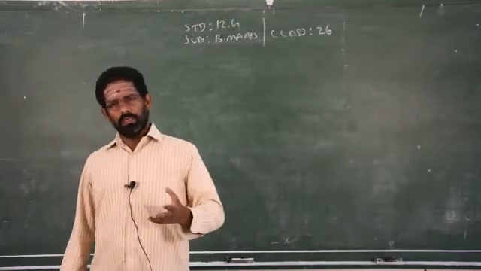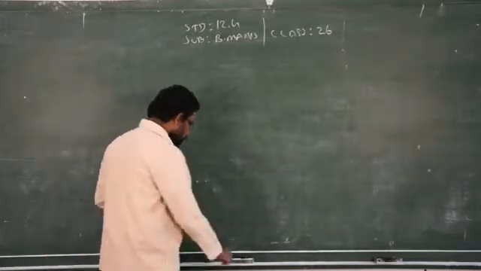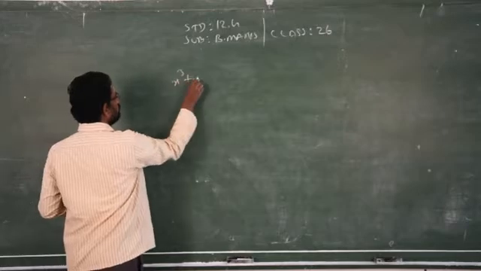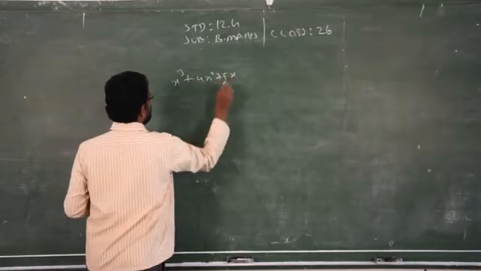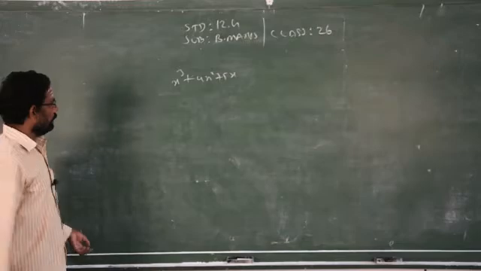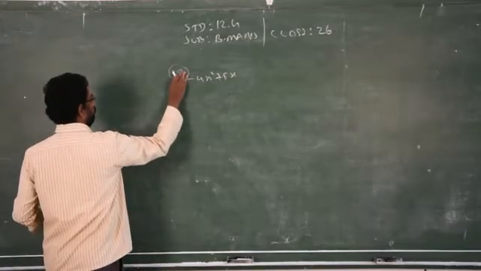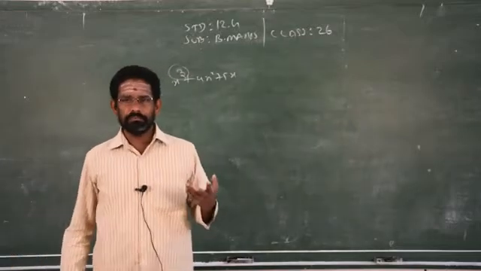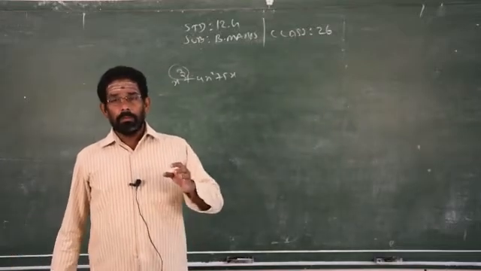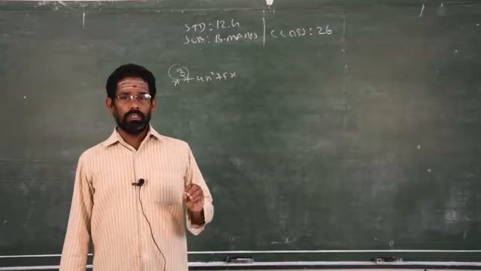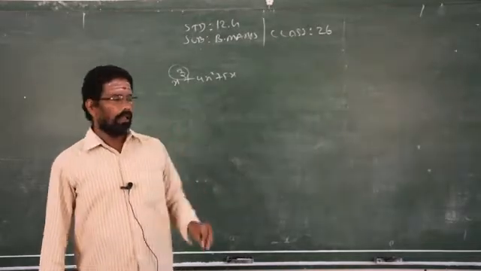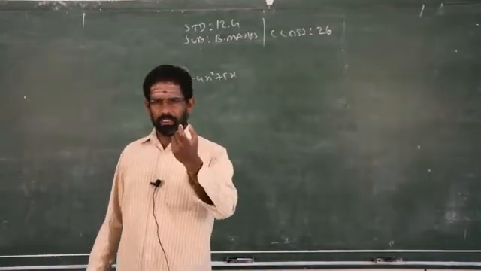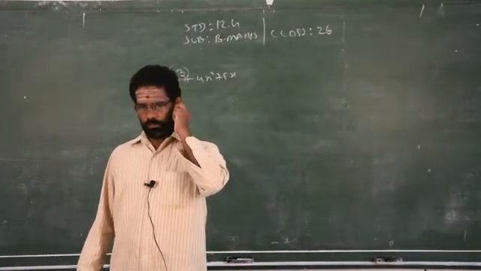So what is meant by degree? In algebra, you know how to find the degree of a given polynomial. Suppose it is given 4x cube plus 4x square plus 5x. What is the degree of this polynomial? The maximum power of the variable is called the degree. Here the degree is 3. Likewise, you have to find the degree of a given differential equation by seeing the maximum order and its power. Maximum order and its power, that is called degree.